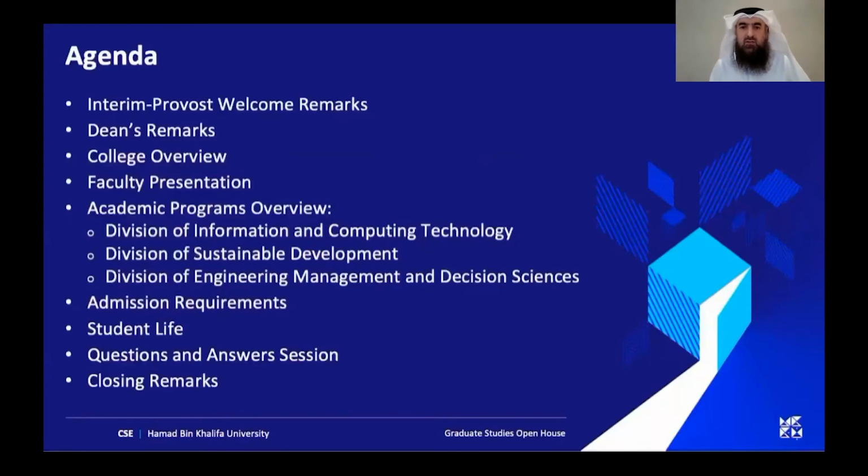Our session is set to include the following. Welcome message from Dr. Imad Eddin Shaheen, HBKU Interim Provost. Welcome remarks by Dr. Munir Hamdi, Founding Dean of the College of Science and Engineering. Academic overview of the program starting with the ICT Division, Sustainability Division, and Logistics and Decision Management, presented by our faculty members. Admission and application requirements, presented by Muhammad Hijab from the Enrollment Office. Overview on Student Affairs at HBKU, presented by Reem Al-Abdul Jabbar from Student Affairs.